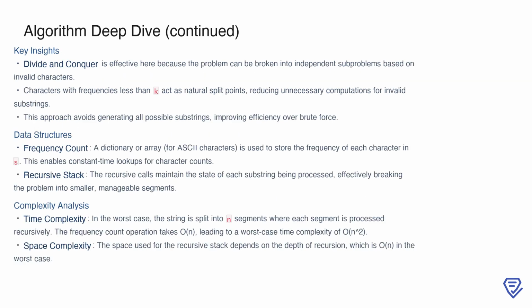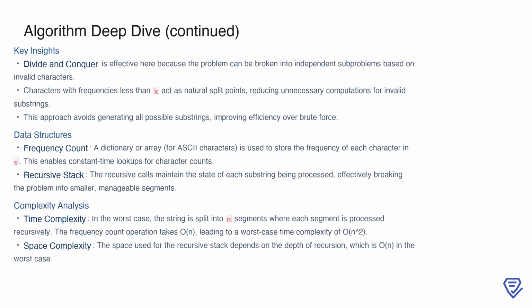This divide and conquer approach is particularly effective because it breaks the problem into independent subproblems based on invalid characters. Characters with frequencies less than k act as natural split points, allowing us to avoid unnecessary computations for substrings that cannot be valid. Unlike brute force methods that generate all possible substrings, this approach focuses only on segments that could potentially meet the condition, making it more efficient.